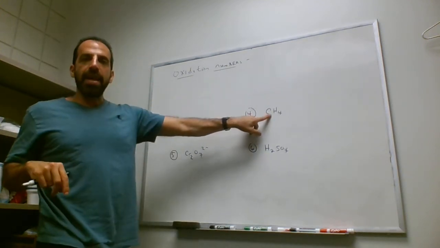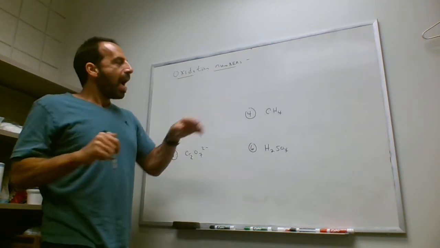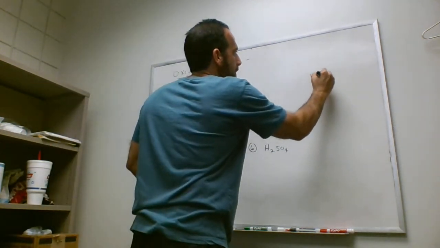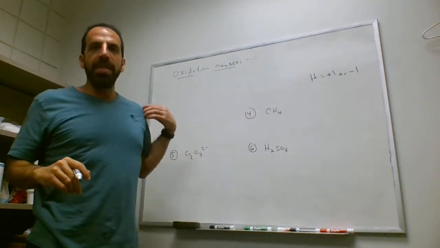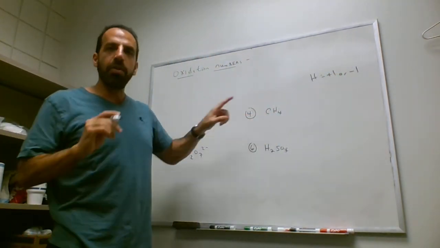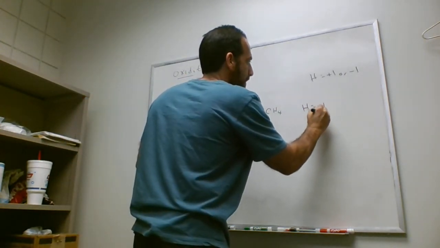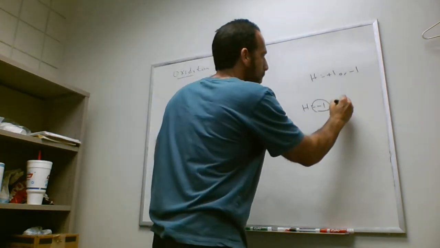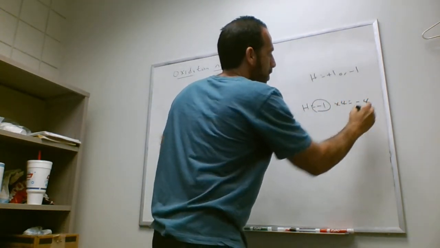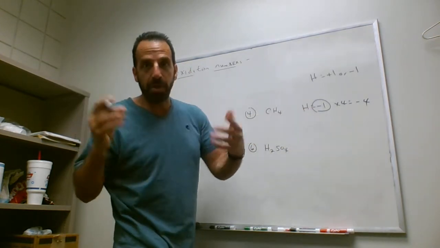This is methane gas. We've done so much of it in terms of Lewis structures. Hydrogen can be positive 1 or negative 1. Usually it's positive 1. In this case, when it's combined with carbon, it's going to be negative 1. So hydrogen is negative 1, so that's its oxidation number. There's 4 of them, so times 4. So again, negative 1 is the oxidation number, negative 4 is the total charge of them.